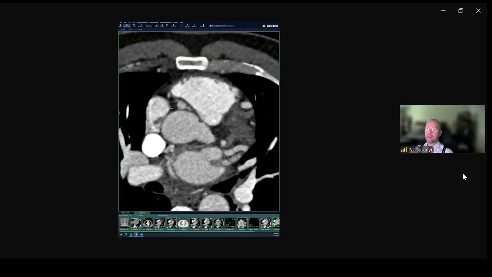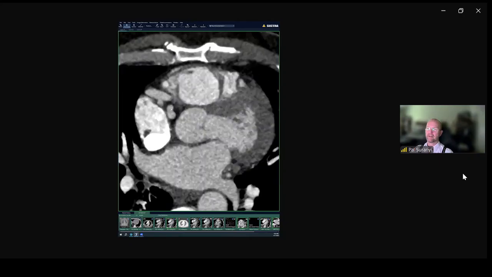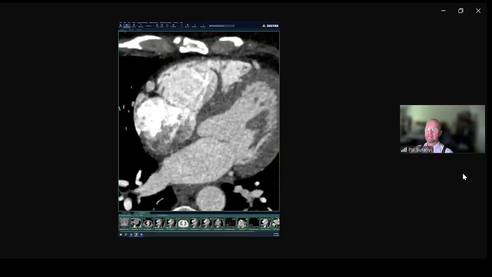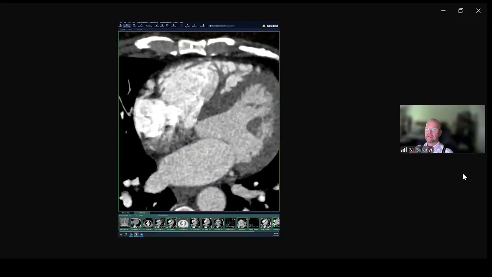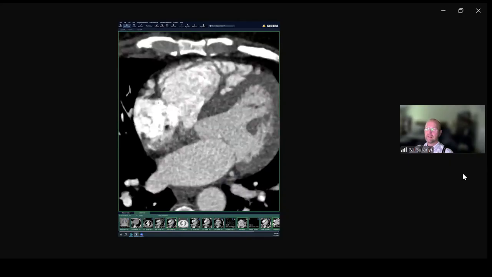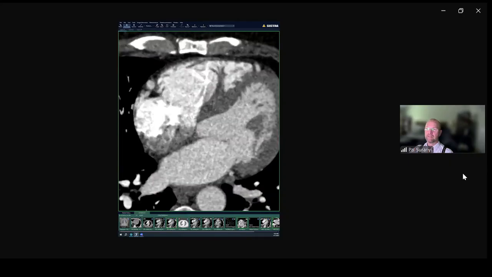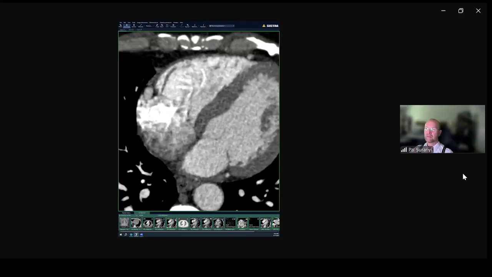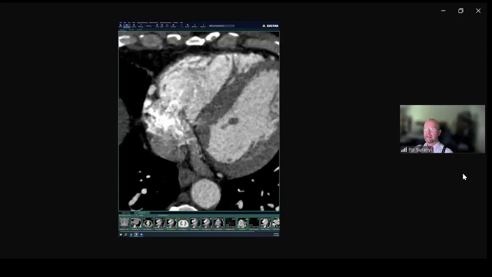I'm going to go back to the right coronary artery here, try to follow that. Really, really dilated. In adults, 7 or 8 millimeters is definitely considered aneurysmal. Now it's even bigger. 9 millimeters.